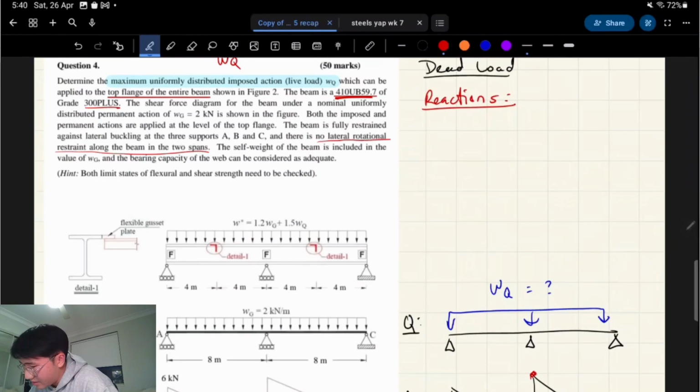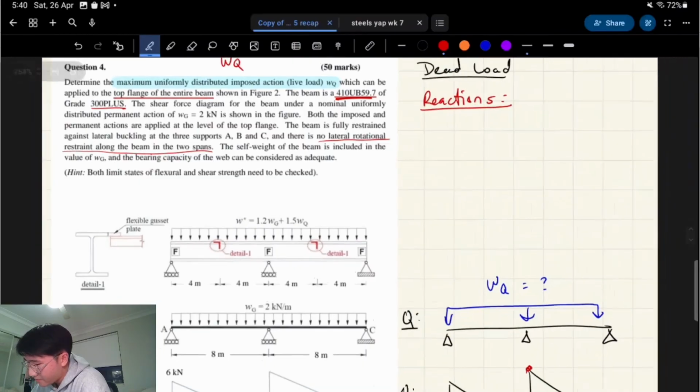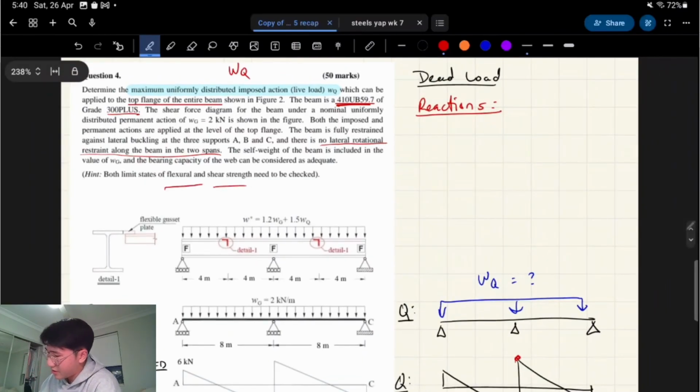The beam is fully restrained against lateral torsional buckling at these three supports, F, F, F, at the three supports A, B, C, and there's no lateral rotational restraint along the beam in the two spans. So we'll come back to that. The self weight of the beam is included in the value of WG, and the bearing capacity of the web can be considered as adequate. Okay, and we have to do flexural and shear strength checks.